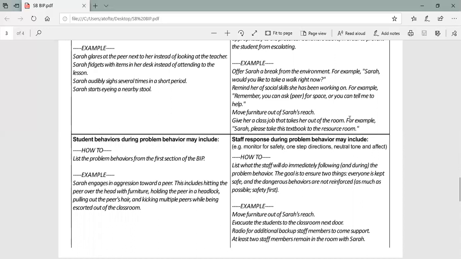Maybe we also move the furniture out of reach at that point. Maybe we just give her a job that takes her out of the room. If you can tell she needs a break, but you can also gauge that if I just tell her, "Hey, Sarah, go take a break," what if she says no? Then we're stuck. Then it's a power struggle. So instead of telling her to take a break or asking her to do that, you could say something like, "Would you like to go take this textbook to the resource room?"